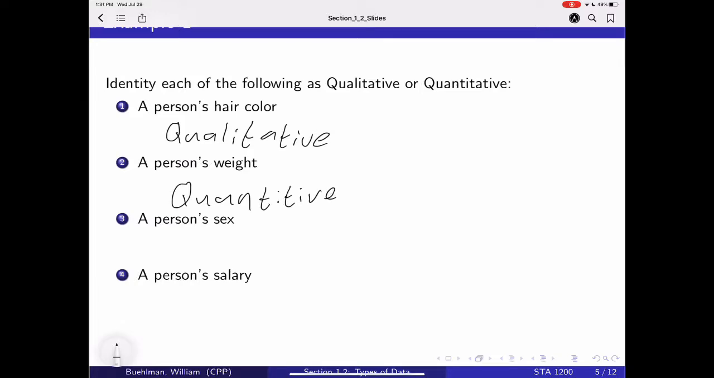Next we have a person's sex. If we think about sex, it's either male or female. Well, that's not a number, that's a category. Either you're male or female. So this would be qualitative because it's categorical.